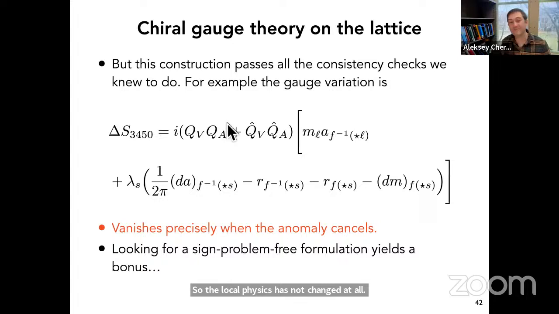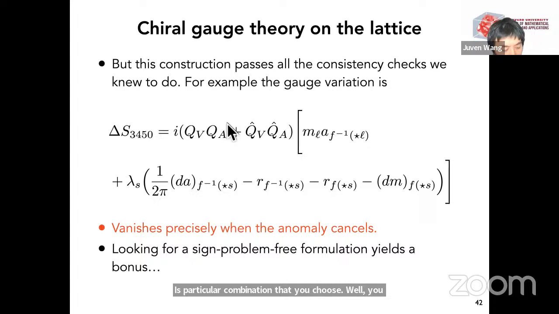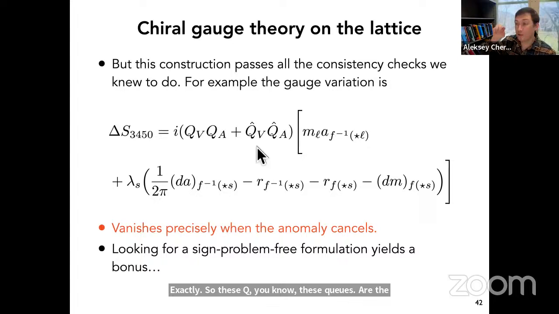Very nice, but let me still ask a few more questions. The vector, axial, the Q or Q hat, this combination is a particular combination that you choose. You still want to keep gauging the U1 3450, is that right? Exactly. So these Qs are the integers that tell you how the gauge field couples to the different Weyl fermions of the 3450 model.